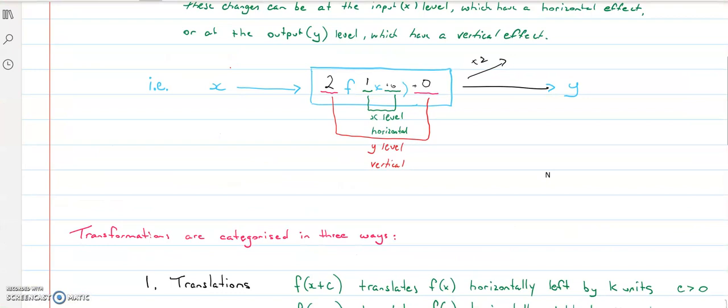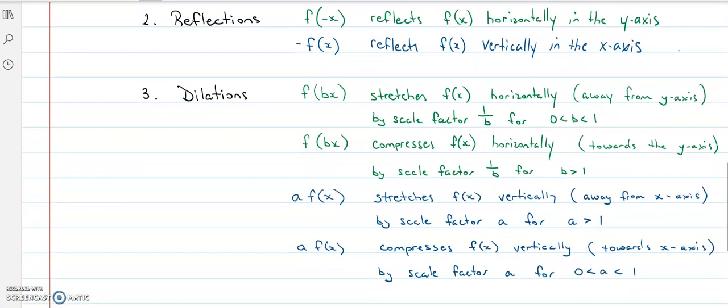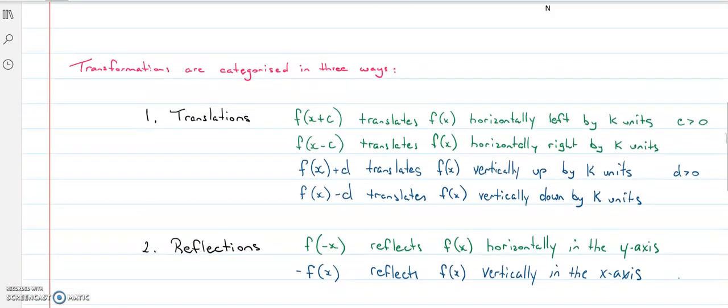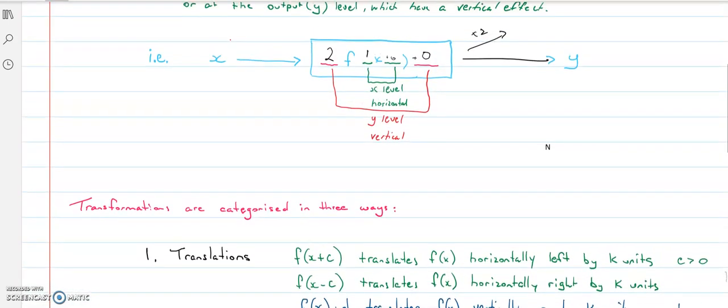So that was a dilation, and there we are there. So when a is greater than 1, it's a stretch vertically away from the x-axis, and when a is between 0 and 1, it's a compression vertically towards the x-axis. Okay, fair bit of stuff here, isn't there? But hopefully it's coming together for you.